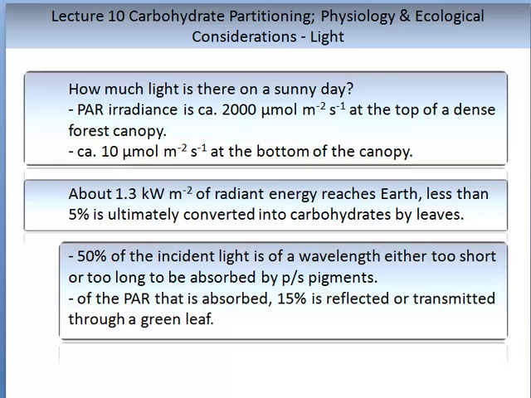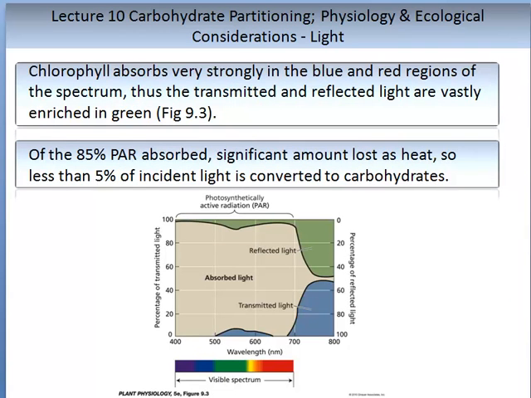without being used. You will remember from Lecture 6 that light is absorbed in the chlorophyll structure and that this is wavelength specific. 680 and 700 nanometers were the reaction centers for photosystem 2 and photosystem 1. Blue light is also absorbed in the chlorophyll pigments. Therefore, chlorophyll absorbs very strongly in the blue and the red regions of the spectrum, and thus transmitted and reflected light are vastly enriched in green.